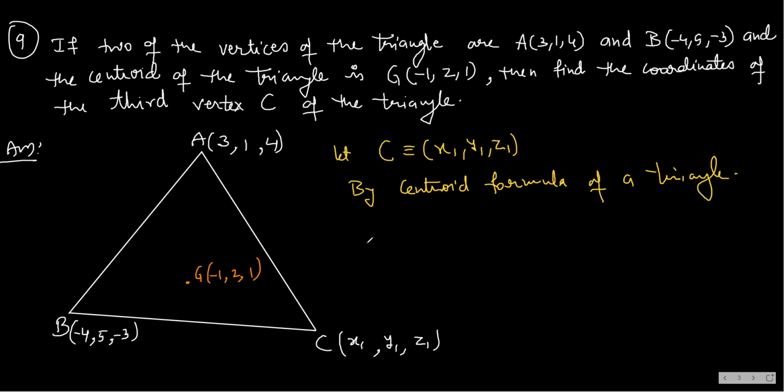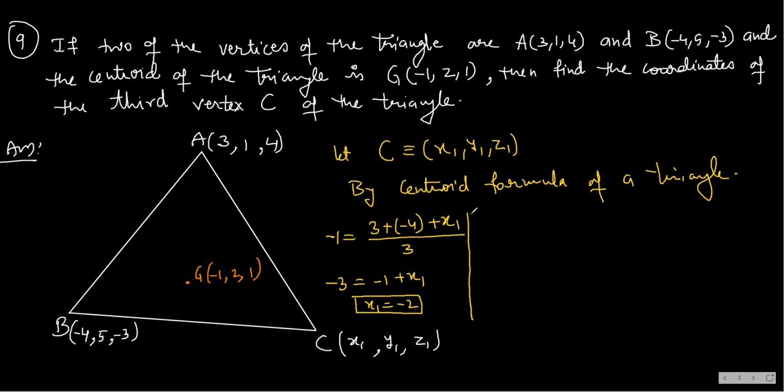So what do I have? The x coordinate of the centroid is the sum of all the x coordinates of the vertices divided by 3. So I have here -1 equals to 3 plus -4 plus x1 upon 3. So you have -3 equals to -1 plus x1. So x1 equals to -2.